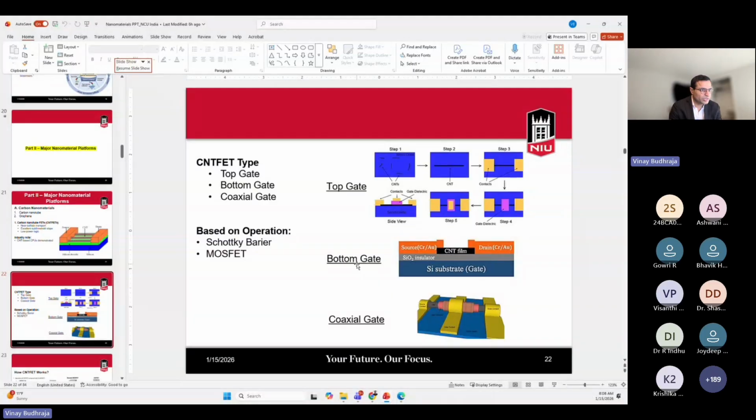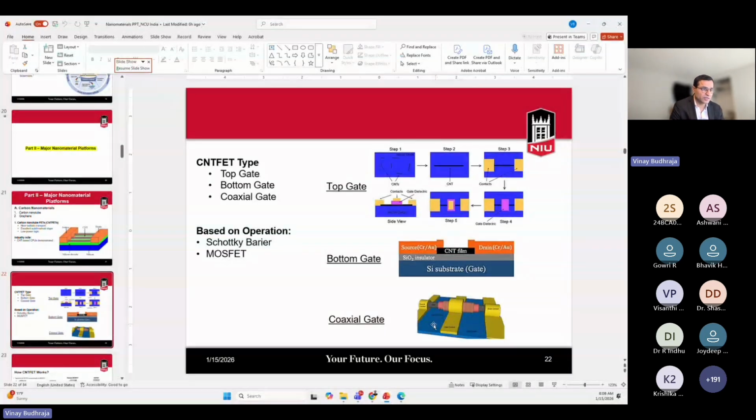In the case of bottom gate, the gate is on the bottom. You can see the side view of the bottom gate device. It has a silicon substrate, and on top of it a silicon dioxide insulator, the carbon nanotube film is further deposited, and then source and drain. That is the bottom gate.